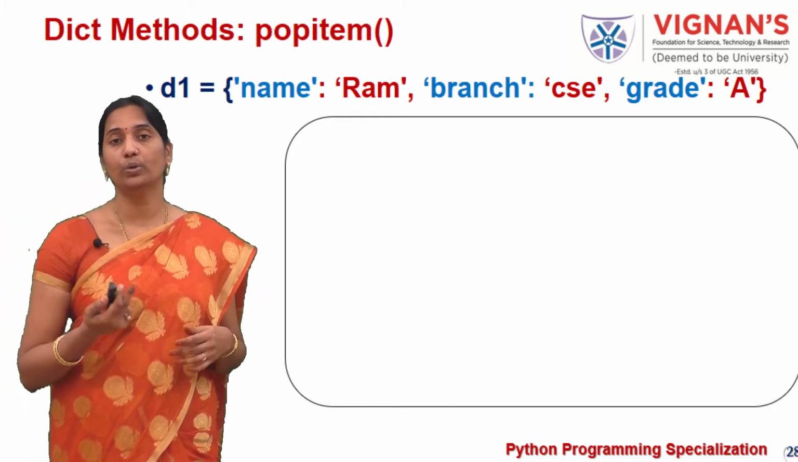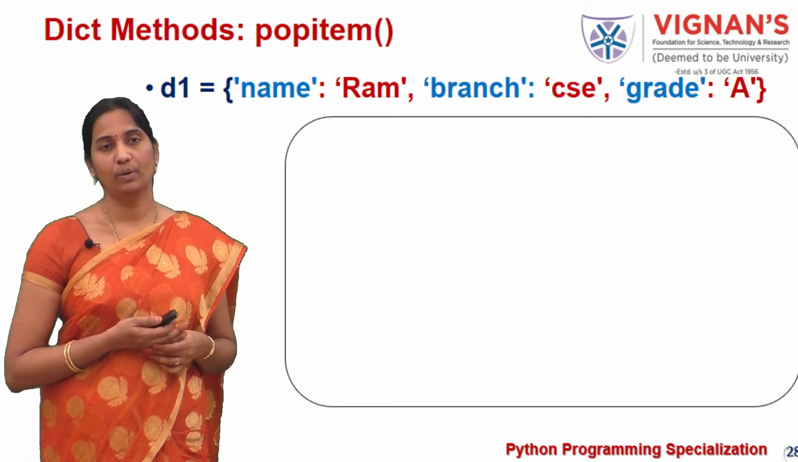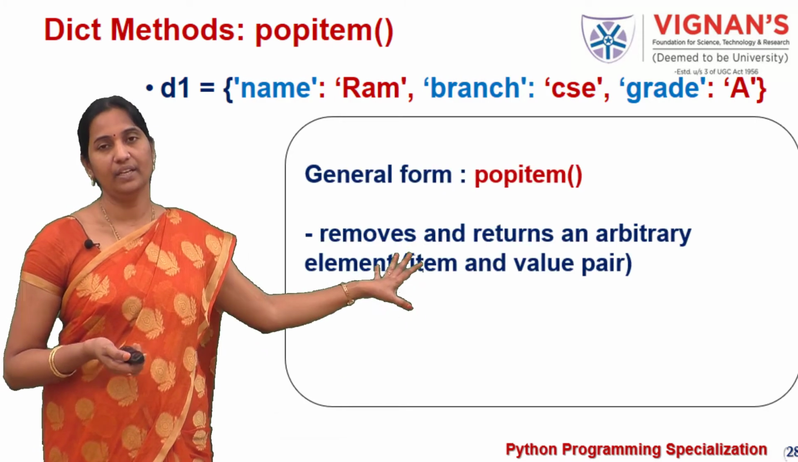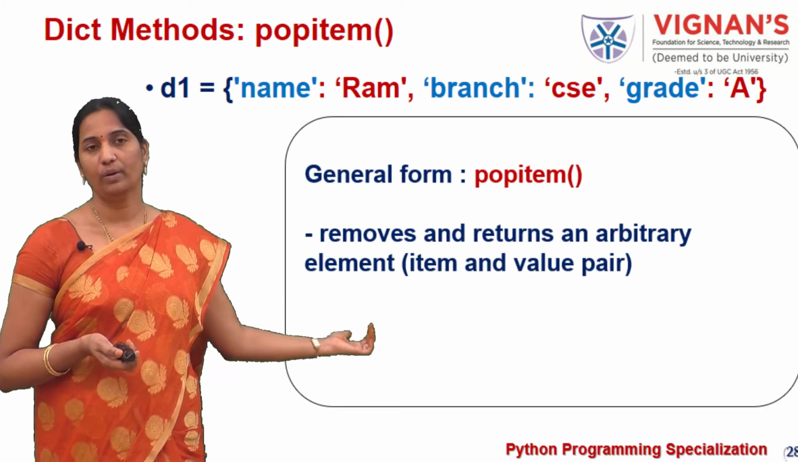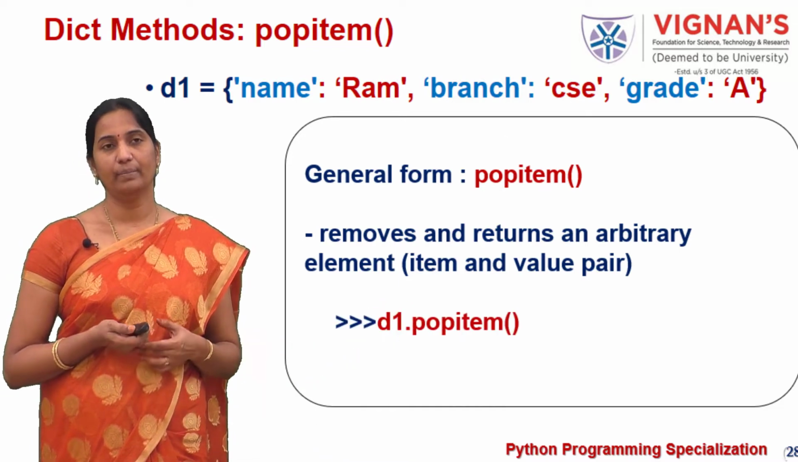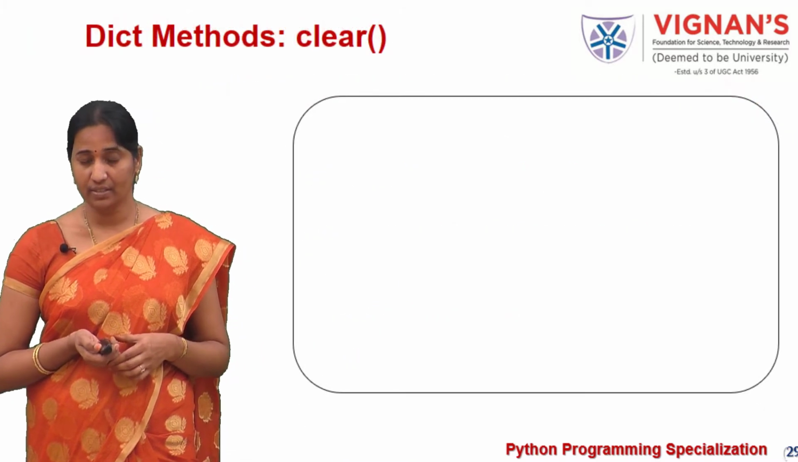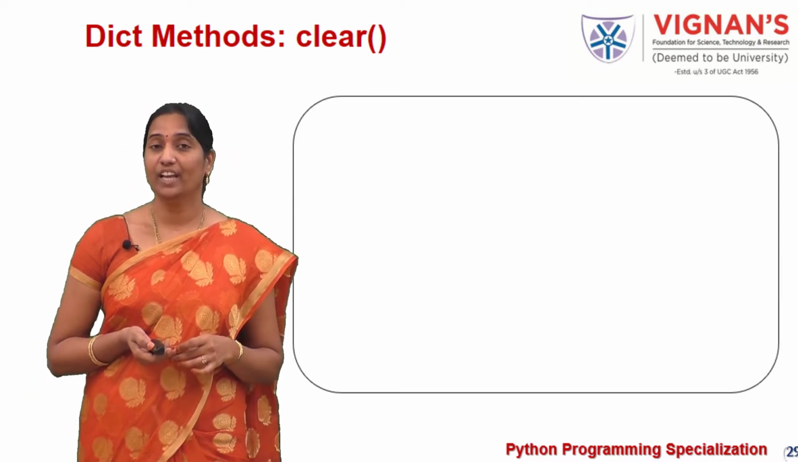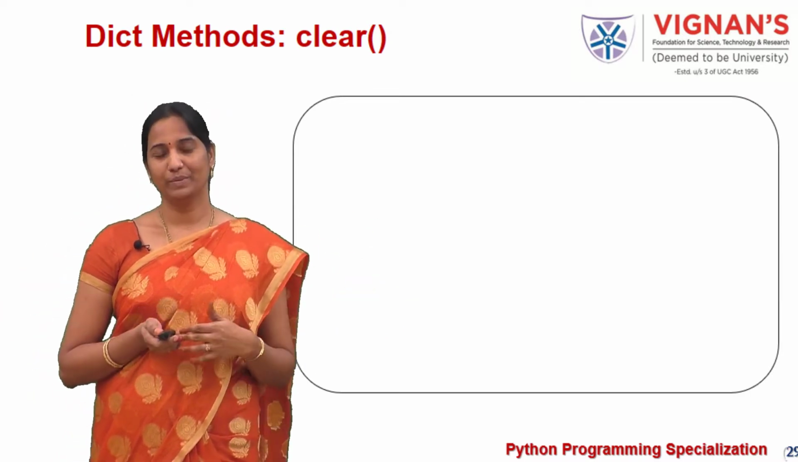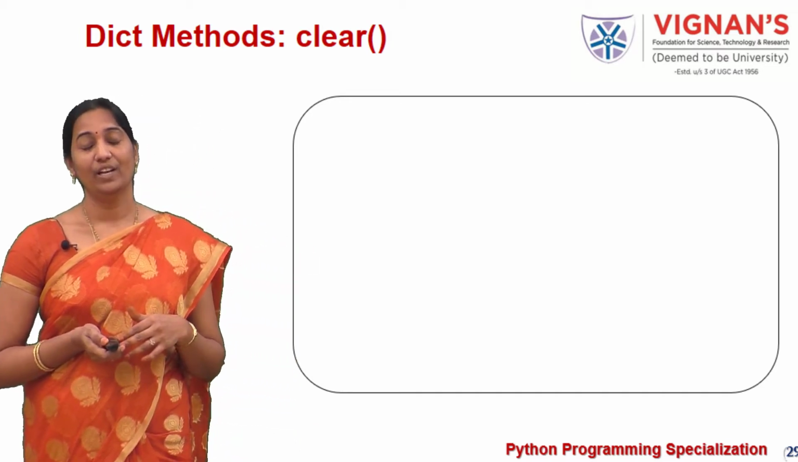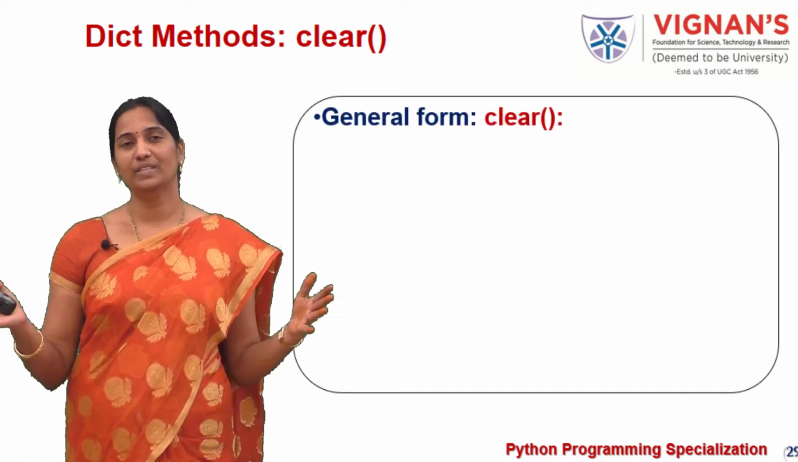You are even allowed to remove an arbitrary element using the popitem, which basically removes an arbitrary element from the dictionary. So D1 dot popitem, and any arbitrary element from this dictionary D1 is removed. We are even allowed to remove all the elements in a single go using the clear method. Clear method basically allows us to remove all the elements from the data structure.